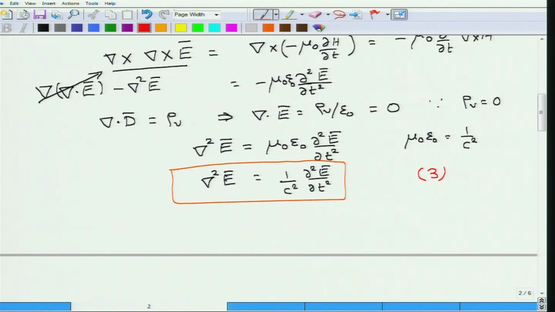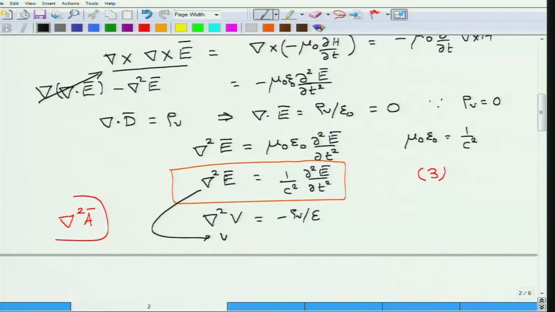The left hand side is still not completely familiar to us, right? We have seen this probably in one of the examples where we considered del square A, where A was the magnetic vector potential, but other than that we have not really seen what this del square E is. This del square E is called the vector Laplacian, because del square should remind you definitely of the Laplacian, but in that case the Laplacian was being applied on a scalar. Del square V is equal to minus rho V by epsilon. This was Poisson's equation, where V was a scalar, and del square was the Laplacian operator. But in this case I don't have a scalar, I actually have a vector. Therefore this is what is called the vector Laplacian. Now this is very, very important. This is a vector Laplacian, not the scalar Laplacian.